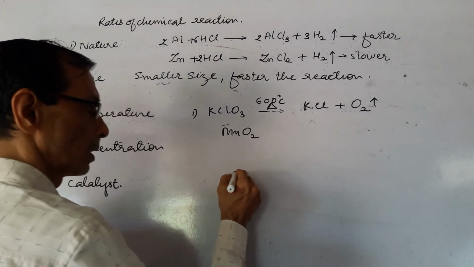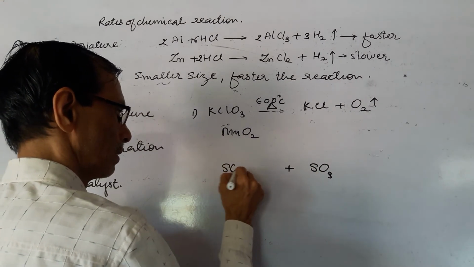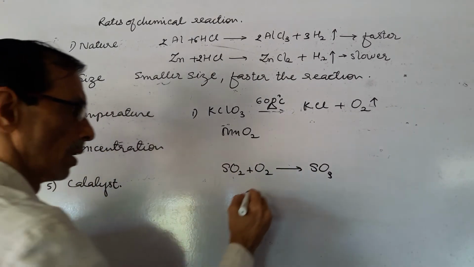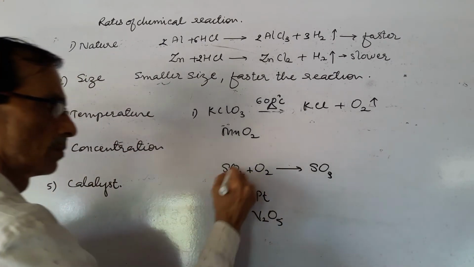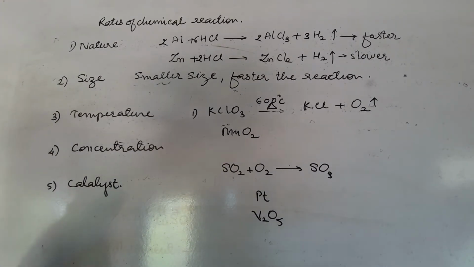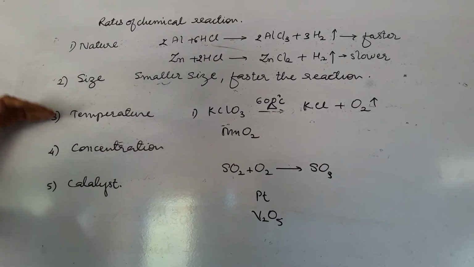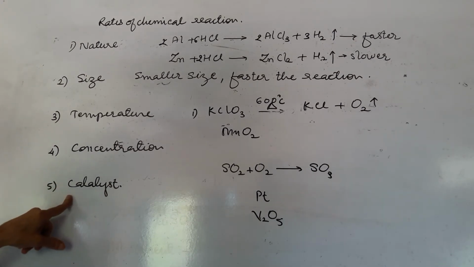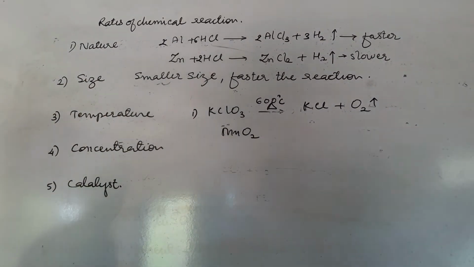Also, to prepare sulfur trioxide from sulfur dioxide and oxygen, platinum or vanadium pentoxide is used. So in this way, different catalysts are used, also given in the book. So these are the five factors on which the rate of chemical reaction depends. The most important is the catalyst.